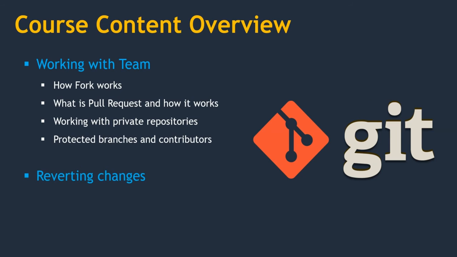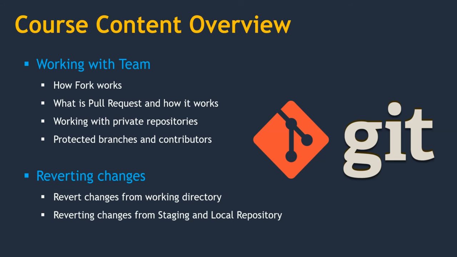Next, reverting changes. If we have done any changes to our working directory, how can we revert? Similar way, how can we revert from staging area and local repository and git ignore file?